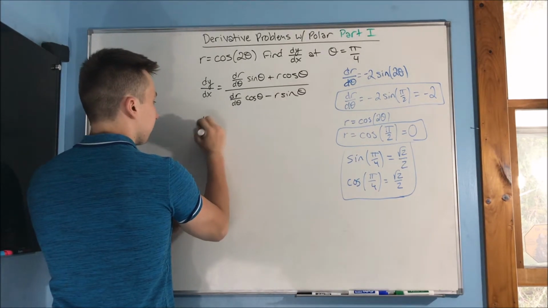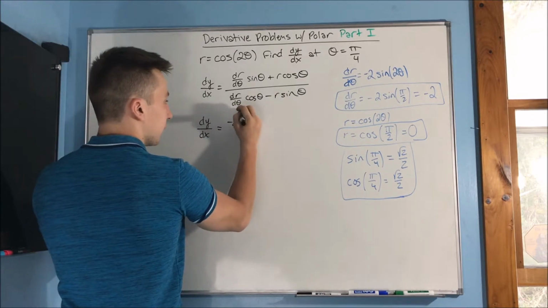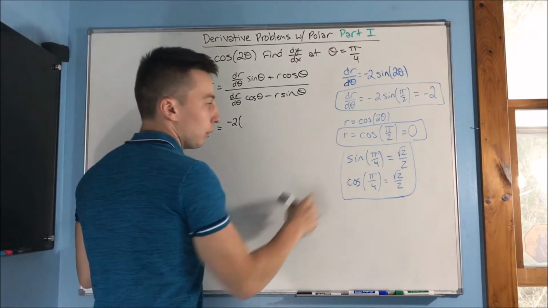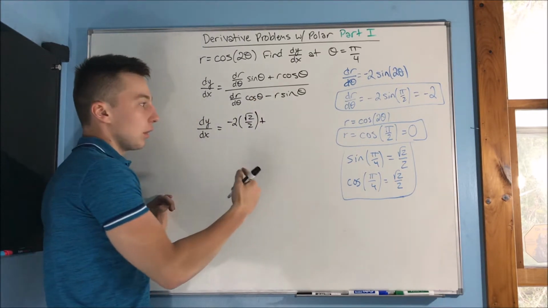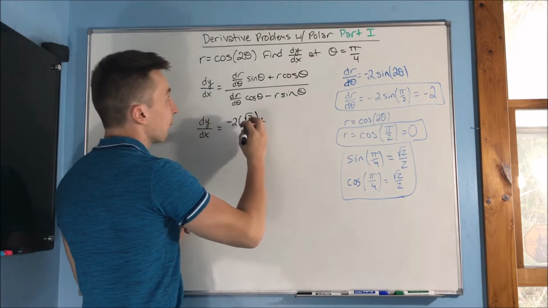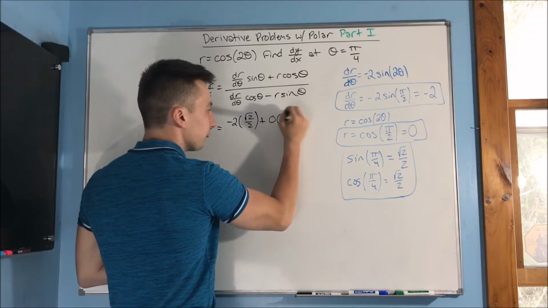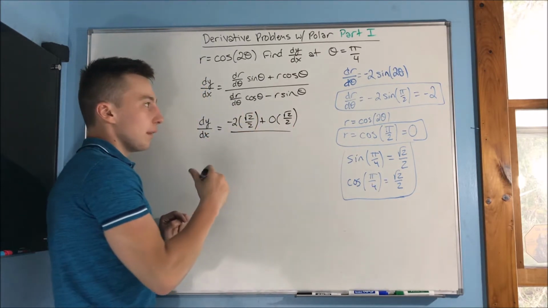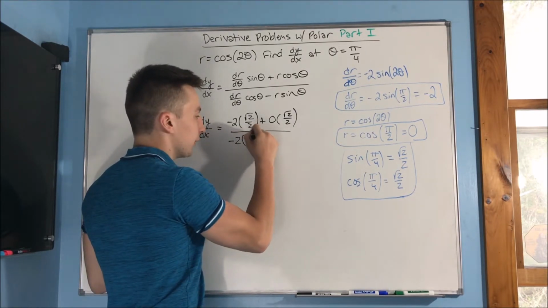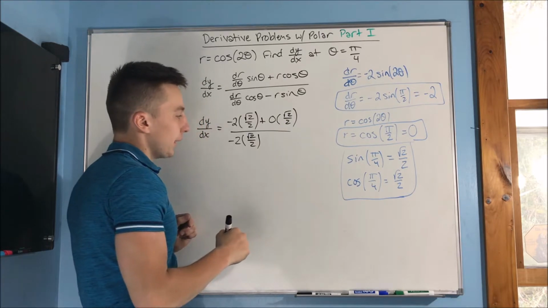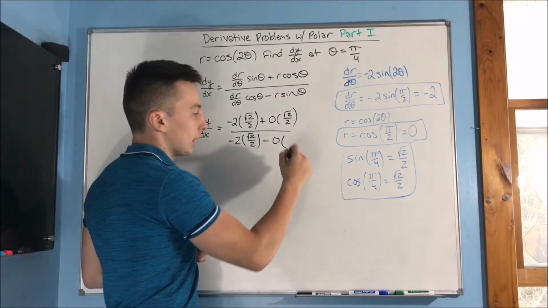So we have dy dx is equal to -2, that's dr d theta, times sine of theta, which is going to be rad 2 over 2, plus r, well, that's going to be 0, times cosine of theta, which is rad 2 over 2, over dr d theta, which will be -2, times cosine theta, which is rad 2 over 2. And then we have just minus r, which is 0, times sine theta, which is rad 2 over 2.